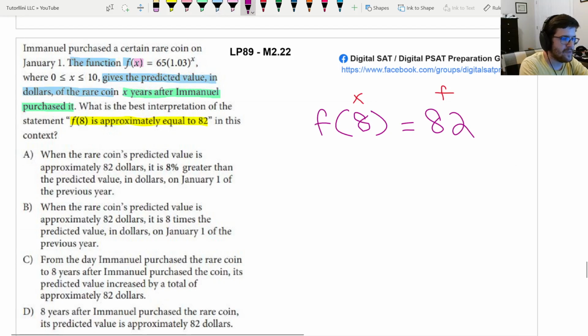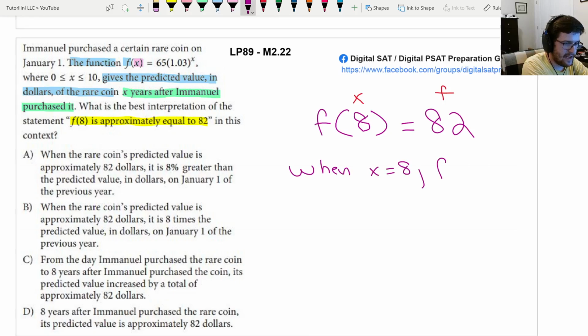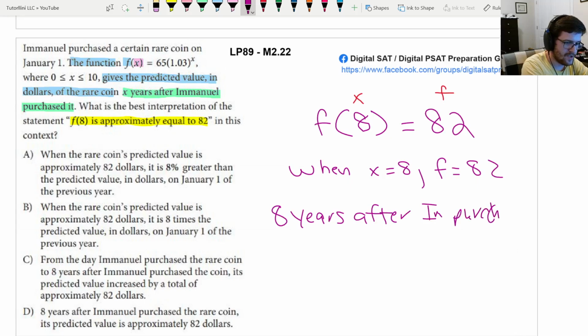Okay, so when x equals 8, f equals 82, and now I'm just going to figure that out in the context. So like 8 years, I'm just reading it exactly from the paragraph. 8 years after Emmanuel purchased it, we predict that the rare coin has a value of $82.